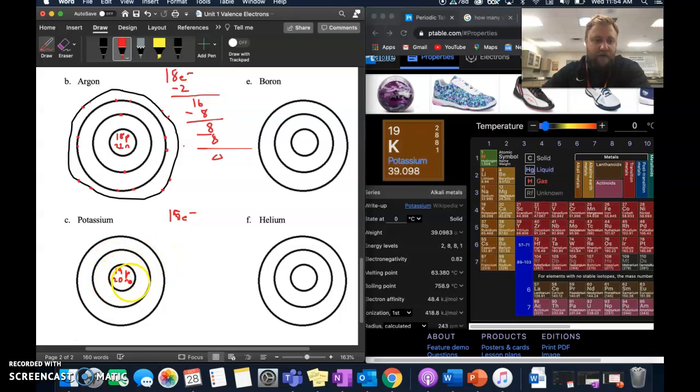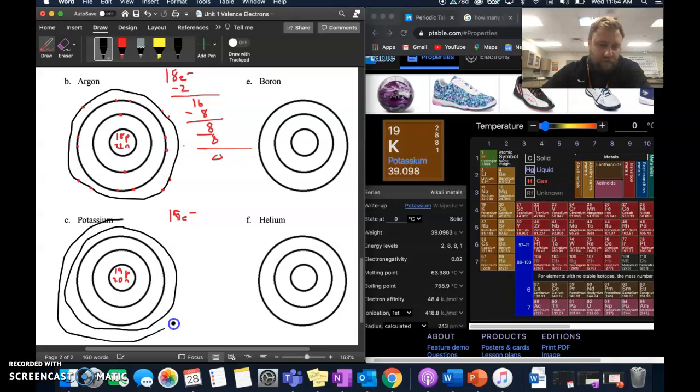So we have what's in our nucleus. We know how many electrons we have. Now let's see how many energy levels. So we're going to have up to 4 right here. So I'm going to have to add 2 more circles. So now we add our electrons. So we can have 2 in the first energy level. So we have 17 left. We can have 8 in the second.